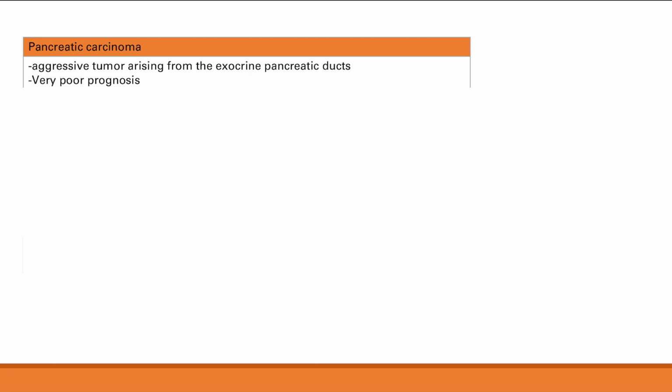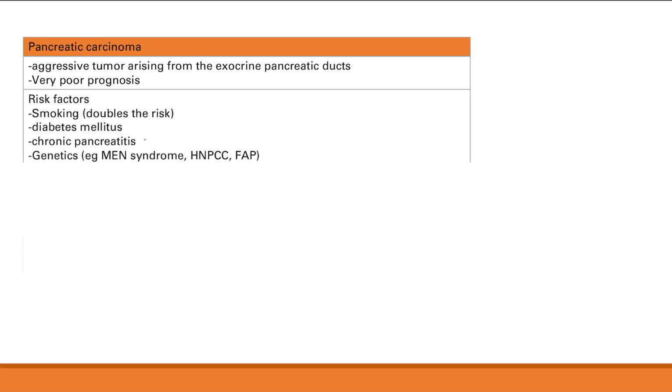Now, the risk factors here are very common. Smoking doubles the risk, as do diabetes mellitus and chronic pancreatitis, so inflammation causing problems. And then you can have genetic syndromes, so MEN syndrome, Lynch syndrome, or familial adenomatous polyposis. Remember, those were the colorectal cancer syndromes.